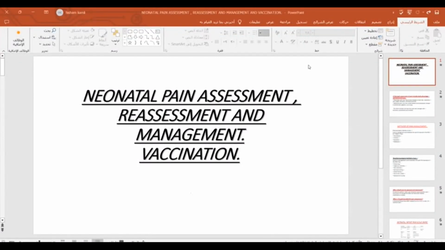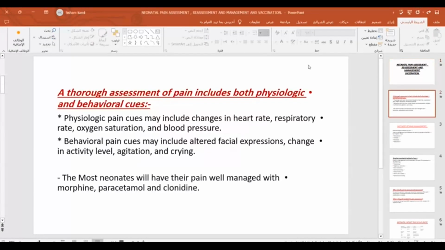Now we will talk about neonatal pain assessment, reassessment, and management, and the vaccination. The assessment of pain includes physiological and behavioral cues. The physiological cues include changes in heart rate, respiratory rate, oxygen saturation, and blood pressure. Behavioral pain includes altered facial expression, change in activity level, agitation, and crying.